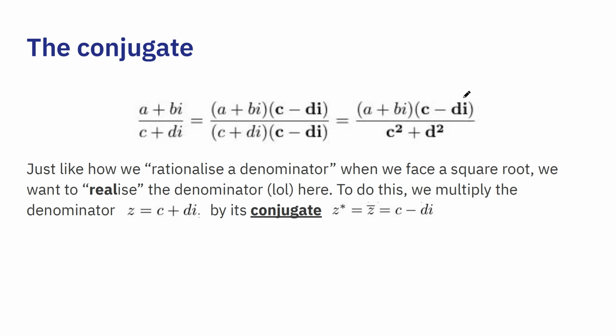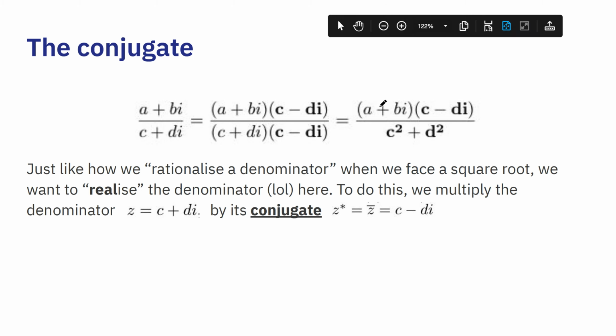Just like how we rationalize the denominator, we want to realize the denominator by making it a real number. So the top will just become a nice complex number, right? We can divide the coefficients of that by this real number, and we'll be able to get a nice complex number in the rectangular form.